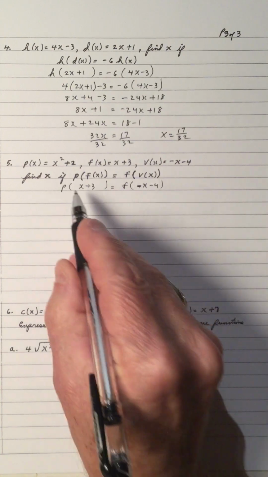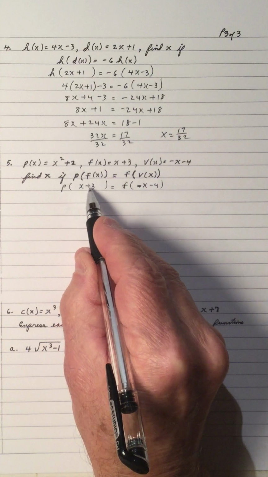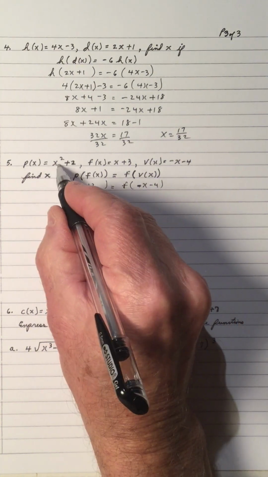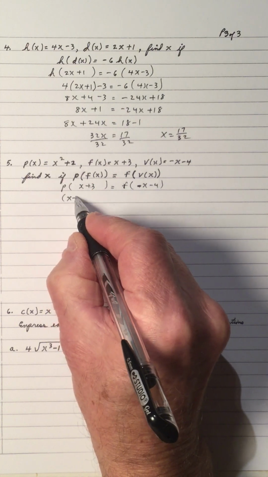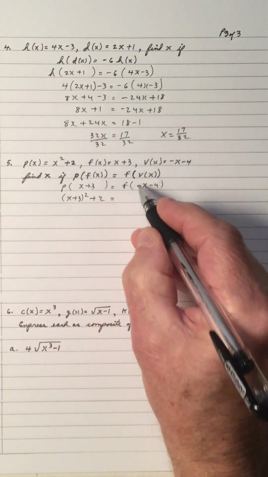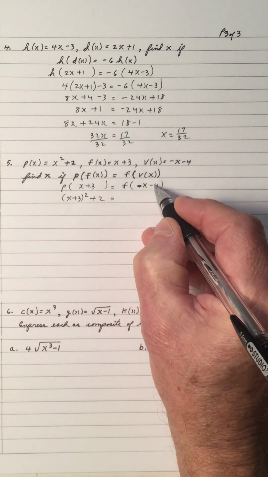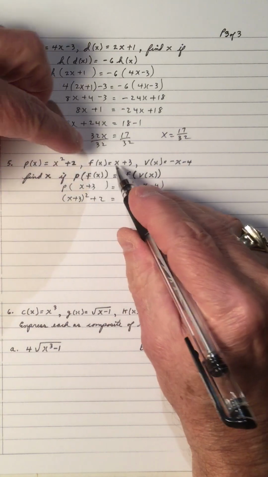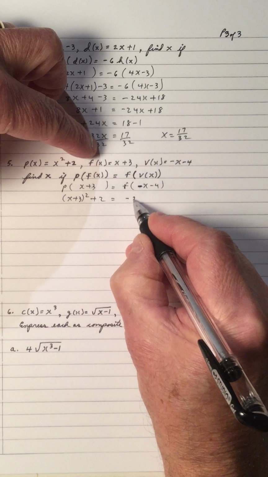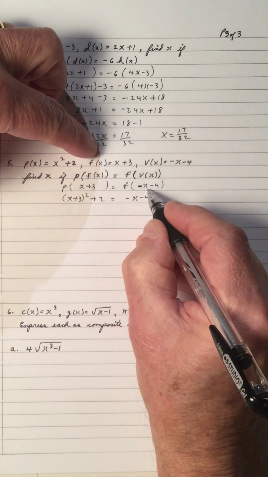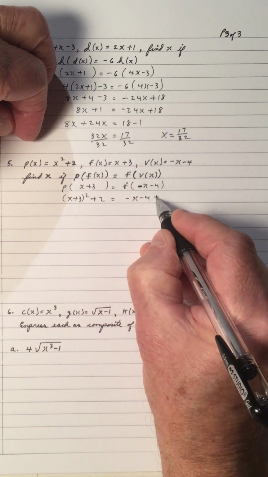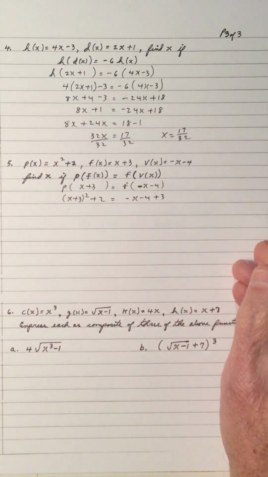Okay? Now, we take this x plus 3 and put it in p. So, x plus 3 goes into place of x. So, it's x plus 3 squared plus 2. And the negative x minus 4 goes into place of f. So, negative x minus 4. So, that's right here is going right there. And we have to simplify.